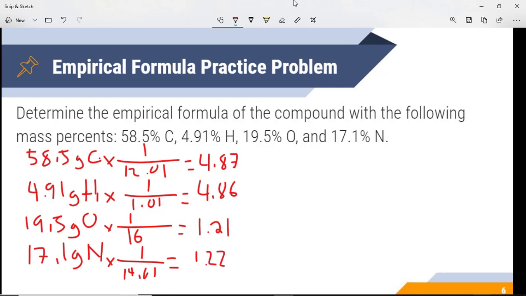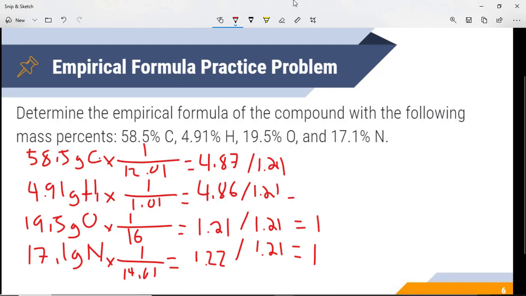So if we take a look at our values here, again, we need to divide by the smallest number here. So we're going to divide all 4 of these by 1.21. Now you can take a little bit of liberty in here in doing some rounding. So for example, we know that this is 1. This number here is close enough to be 1, so we'll call it 1. This number here is 4, and this is 4. So those are our coefficients.